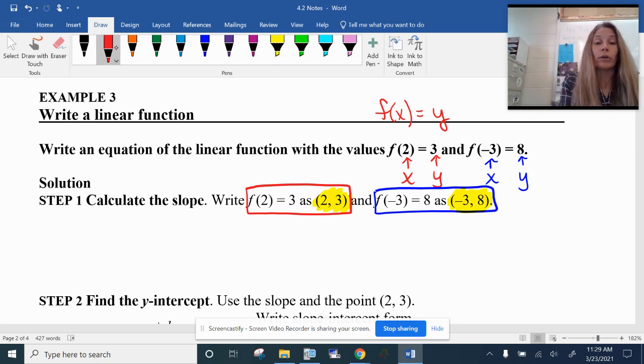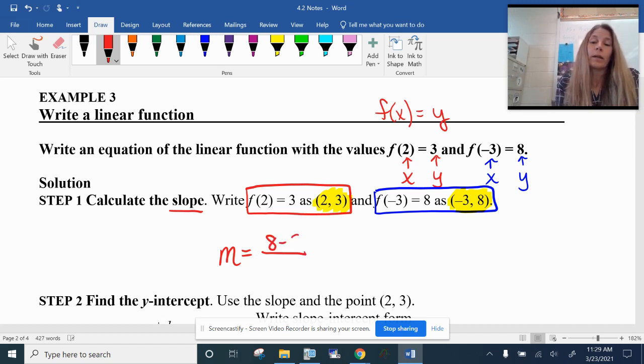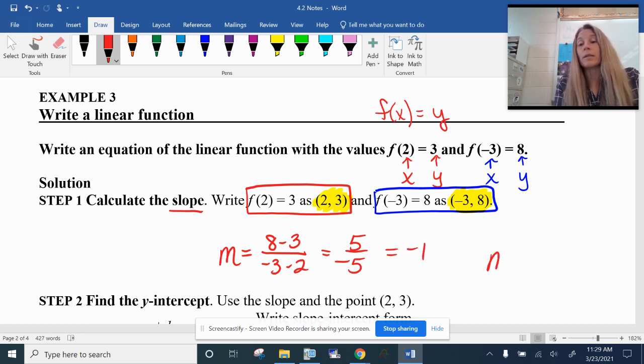So now we're going to calculate the slope just like we did on the previous example. We just had to look at the information in a different way. So I'm going to do y2 minus y1 over my x2 minus my x1, which is going to give me 5 over -5, and that simplifies to -1 for my slope.